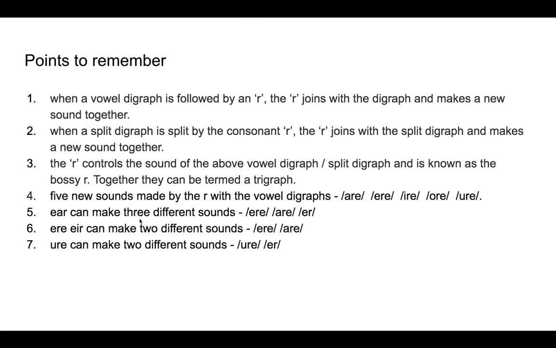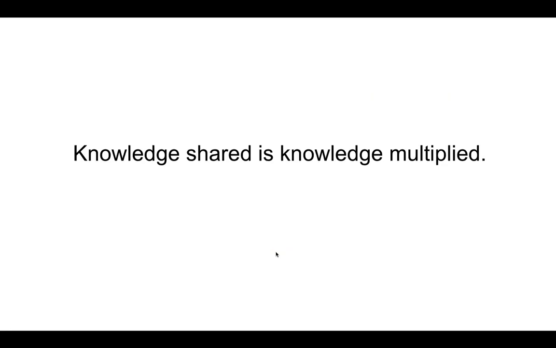EAR can make 3 different sounds: ear, air, er. ERE and EIR can make 2 different sounds, and they are ear and air. URE can make 2 different sounds, and that is your and er.